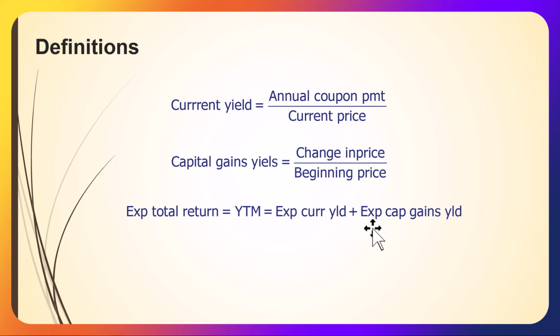Now, the capital gains yield is the change in price divided by the beginning price. If you look at the total return of an investment, it's the yield to maturity. That's the total you would expect to get if the bond is held to maturity. That equals the expected current yield plus any expected capital gains. Sometimes this is also called the promised yield. Again, one of the assumptions is that the bond will not default. For that type of analysis, we would need more of an investments-oriented kind of course.